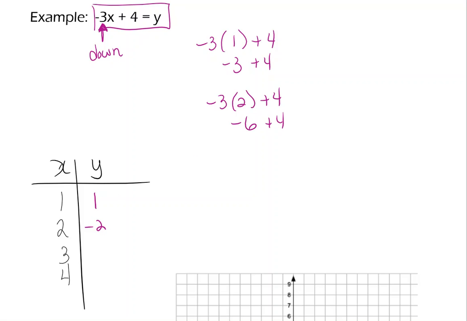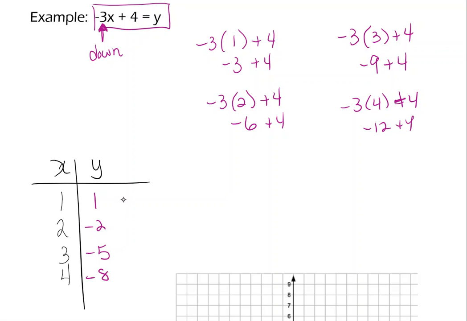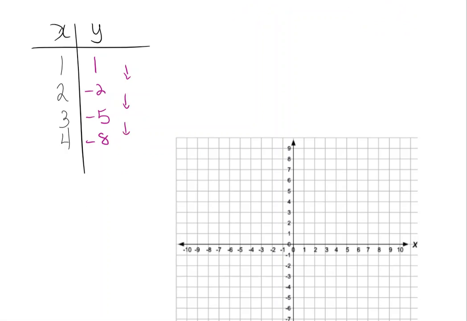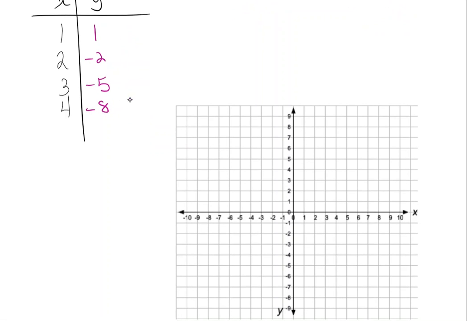And we get -2. And we're repeating again. So you get to reuse it as many times as you need, as many times as you have numbers in your table of values. So we have -5. And then the last one, inserting 4, and we get -12 plus 4, so that's -8. And then as a quick check, I'm going to check between each of these, and I do notice that they're going down 3 each time, so I feel pretty good about the math that I've done.